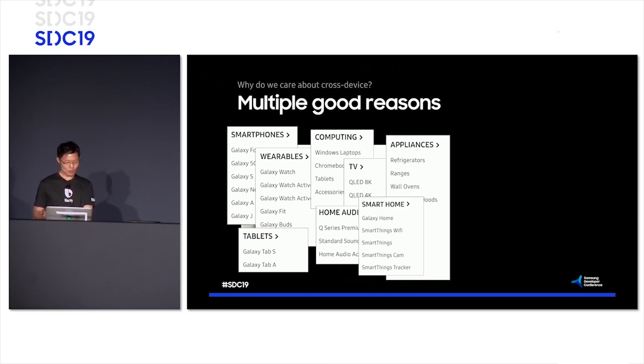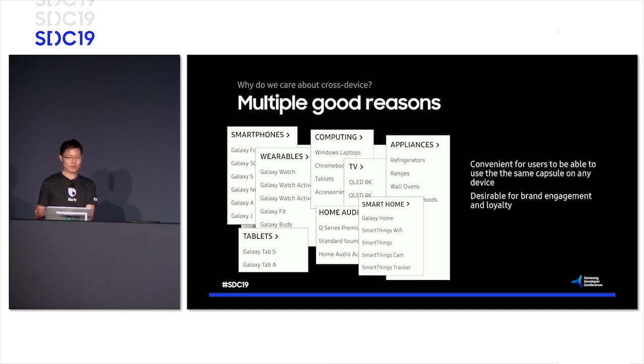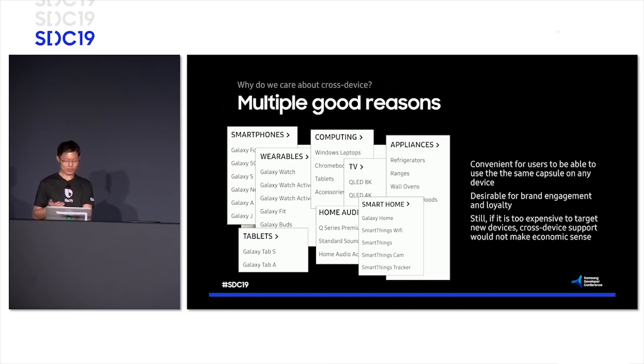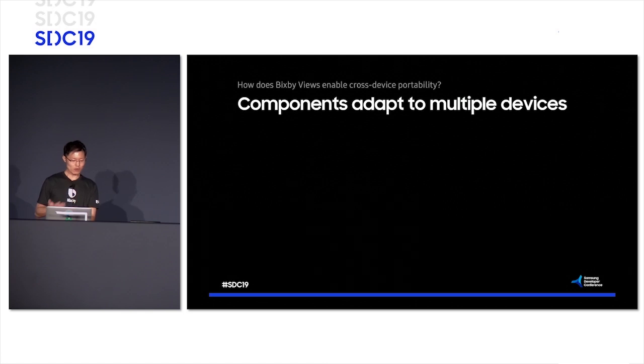And if you navigate to smartphone, there are just SmartThings. And SmartThings include all SmartThings-compatible devices from many manufacturers. From the user's point of view, if they can use the same capsule you create on all their different devices, it will be very convenient. From the capsule developer's point of view, that will also be great for brand engagement and loyalty. But if it's too expensive to target new devices, cross-device support may not make much economic sense. That's why we improved Bixby View to enable cross-device portability.